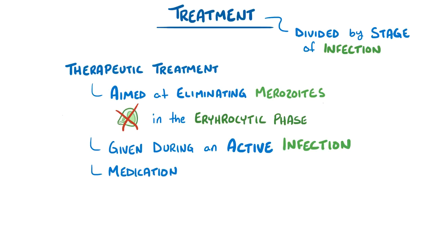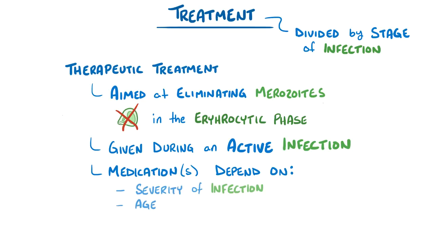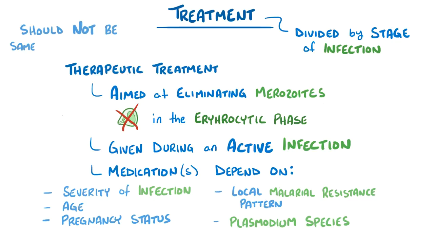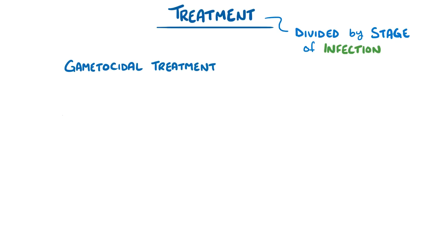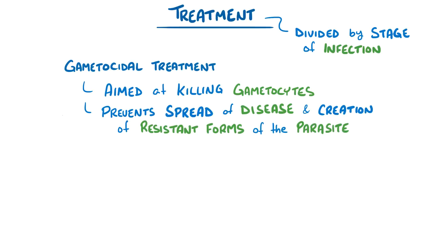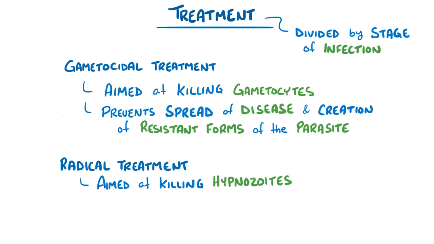The exact medication or group of medications that are used to treat an active infection depends largely on the severity of the infection, the age and pregnancy status of the patient, the local malarial resistance pattern, which depends on the geography, and the Plasmodium species causing the infection. It's also important to not take the same medication to treat an active infection that was previously used as chemoprophylaxis. Gametocidal treatments are aimed at killing gametocytes, which prevents spread of disease, and thus the creation of future resistant forms of the parasite. Lastly, radical treatments are aimed at killing hypnozoites in the liver from a Plasmodium vivax and Plasmodium ovale infection.